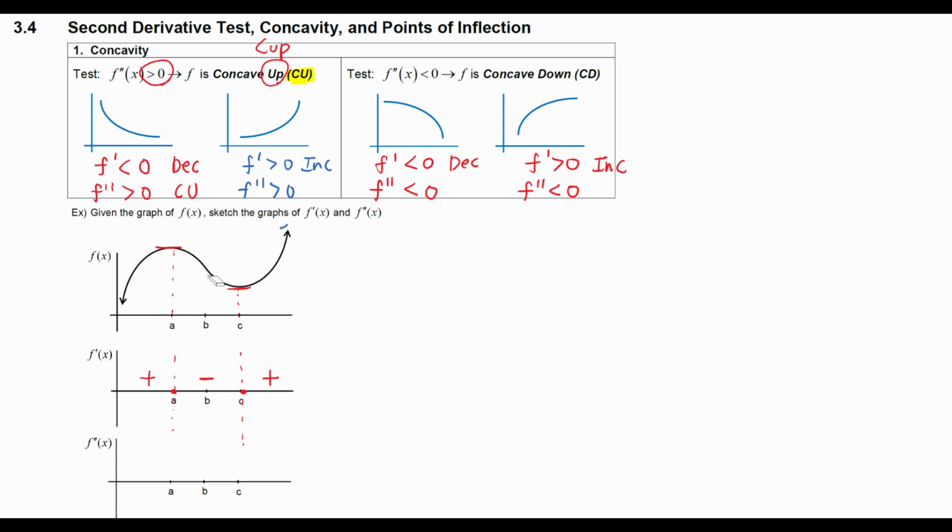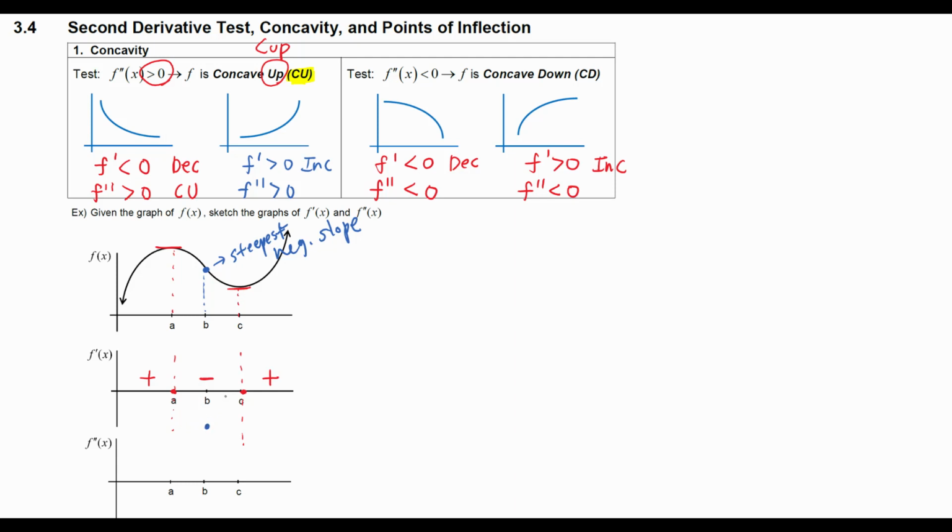Not only that, you can see that at about point B, I have the steepest negative slope, which means out of all the negative slopes, the negative values of f prime, I will have the lowest point at B.